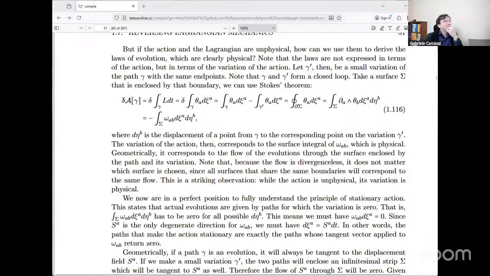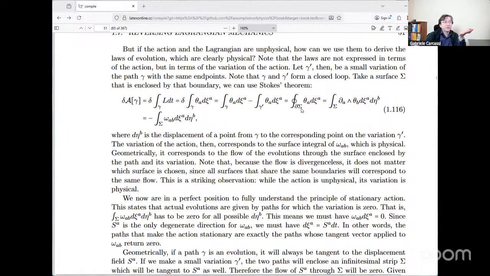Okay, so you make the variation of the action along a path, right? Which is the variation of that integral that we had before, which is the variation of the line integral of the vector potential. The variation of the line integral is basically the integral along gamma minus the integral along gamma prime, which means that this is essentially the integral over the contour of the surface that is between the two paths. So the two paths make a closed loop. There is a surface in between. The variation of the action is simply the integral over the contour.